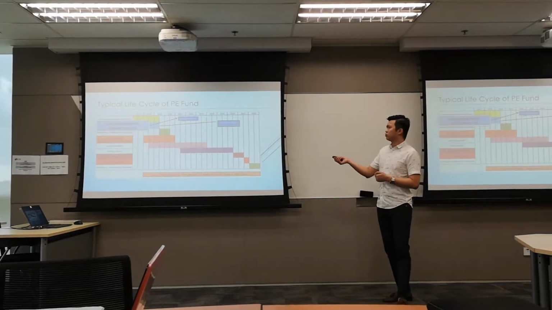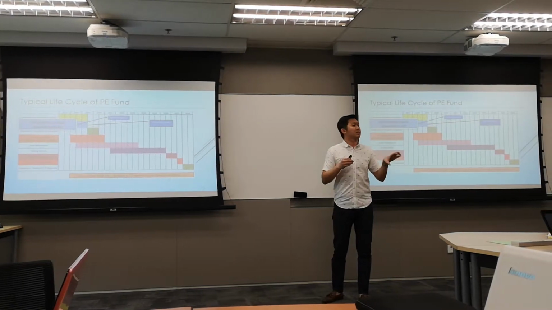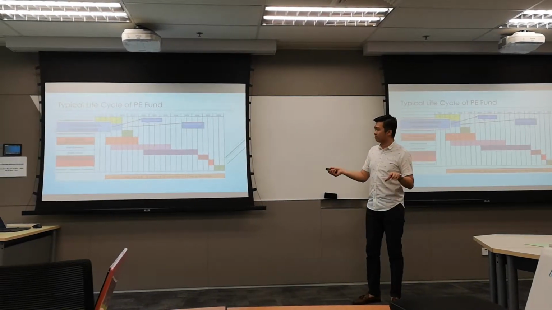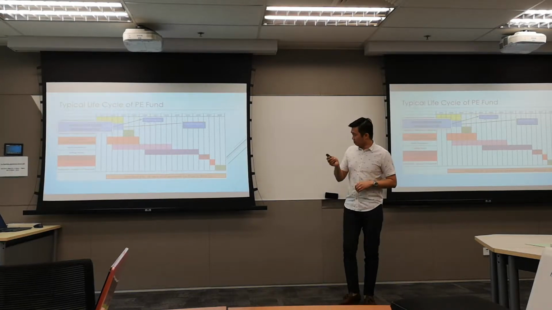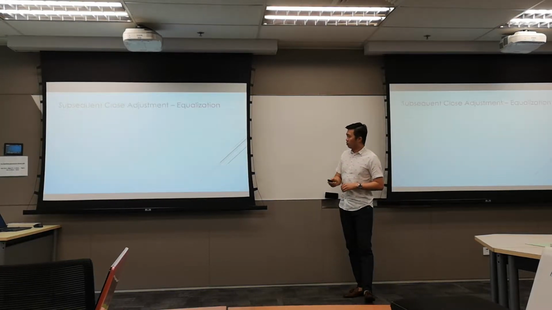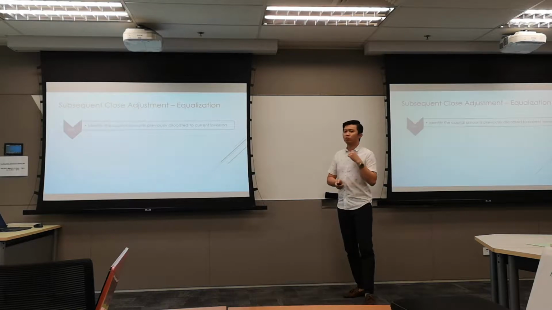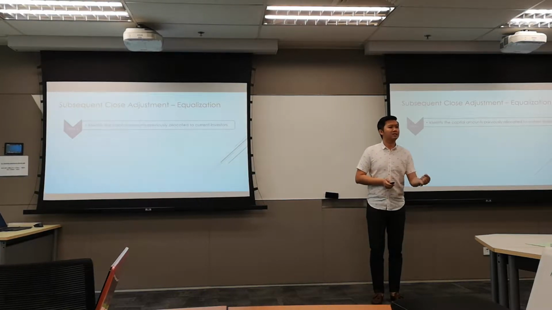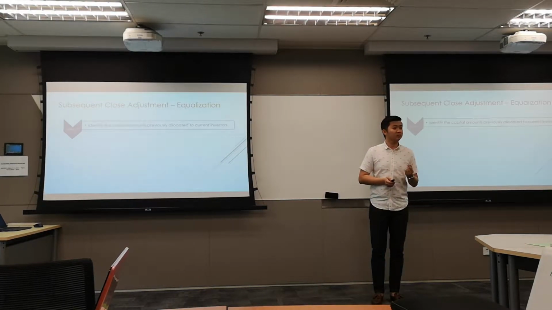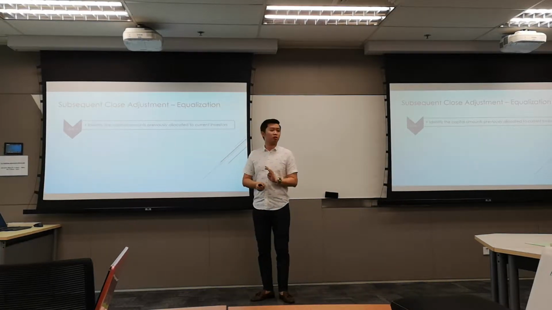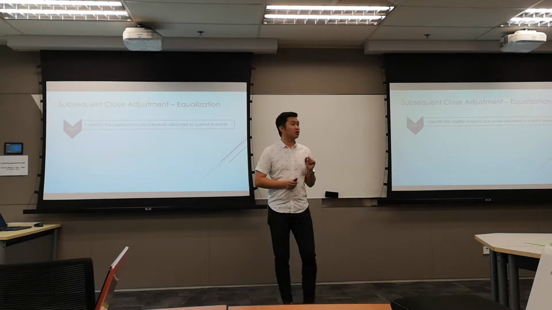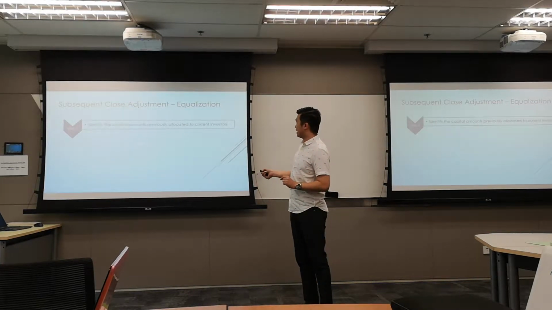So just to recap, when do we do this subsequent close adjustment? Typically at the start of the year. We will then go on to how you calculate this subsequent close adjustment. Take note, there are 4 main steps that we need to do. The very first step.